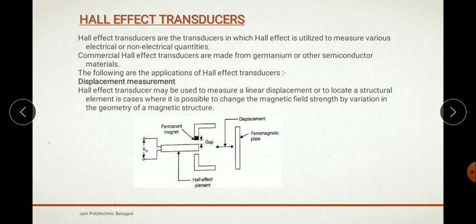Basically it is utilized to measure various electrical or non-electrical quantities. One example is displacement measurement. Here the transducer may be used to measure a linear displacement or to locate a structural element in cases where it is possible to change the magnetic field strength by variation in the geometry of a magnetic structure.